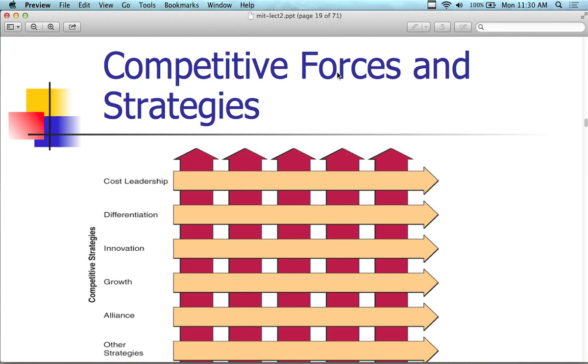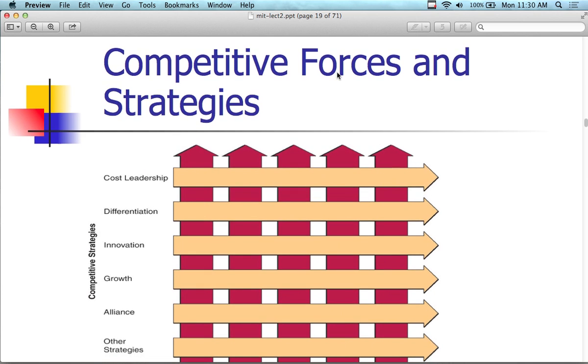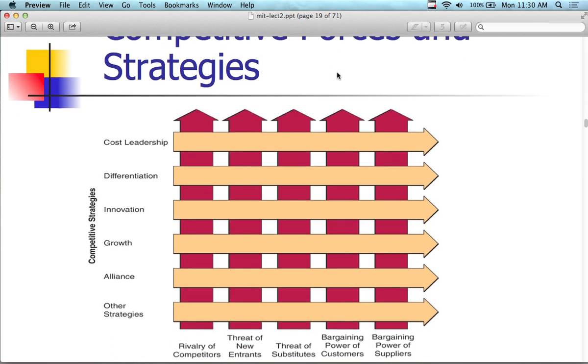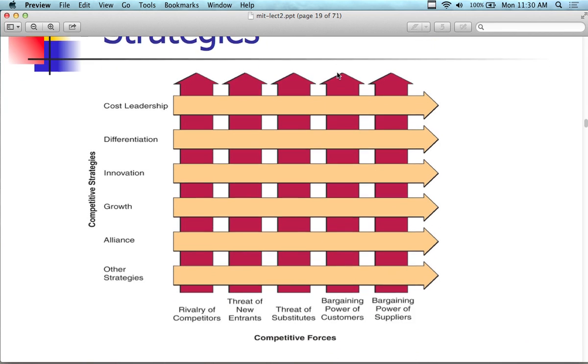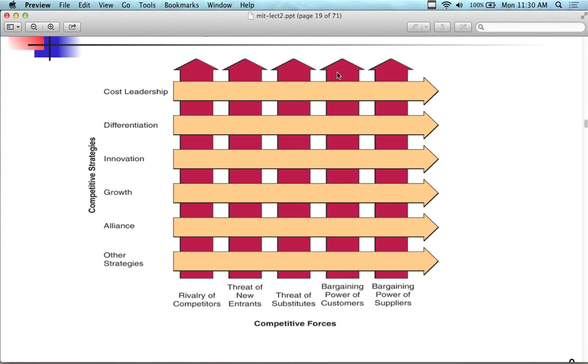So what I'm talking about is this stuff right here on the slide. It's competitive forces and strategies. In order for me to fit it, I have to scroll up a little bit on the slide. This is Porter's model, the five forces model.